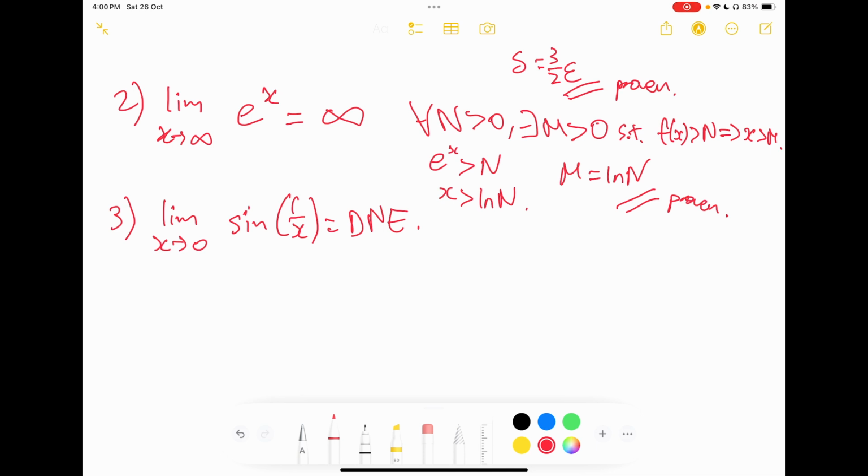Alright, for the last one, this is quite an interesting proof. And basically, what we are trying to show is that a limit cannot exist for sine 1 over x. So the idea behind this is that we try to find a value L, right? For all epsilon greater than 0, there must exist a delta greater than 0 such that blah blah blah, right?